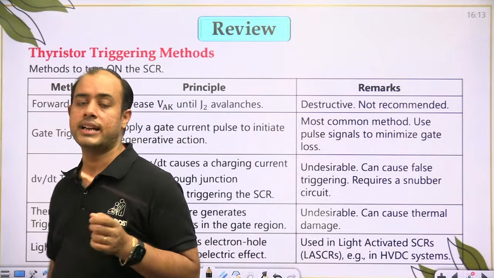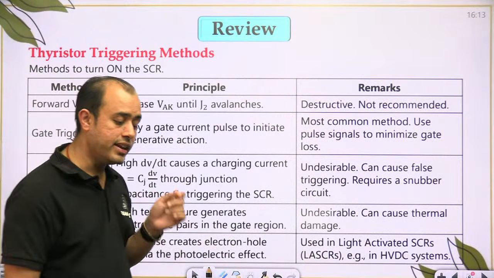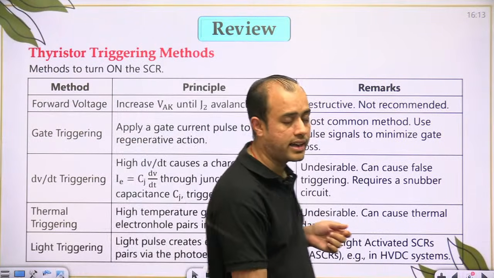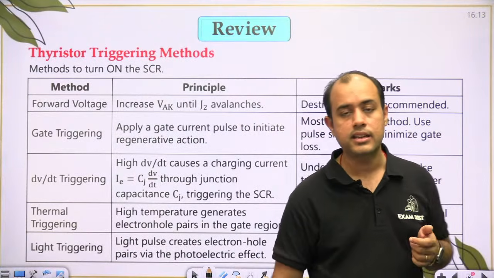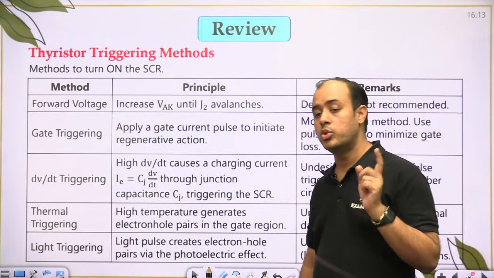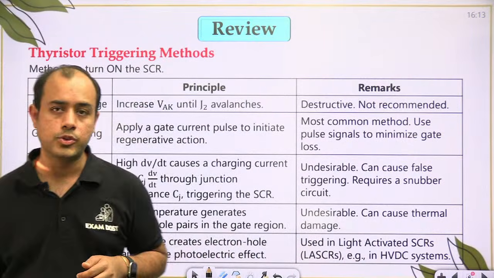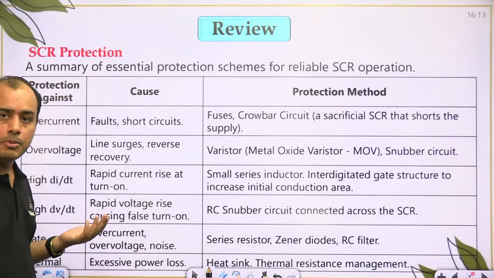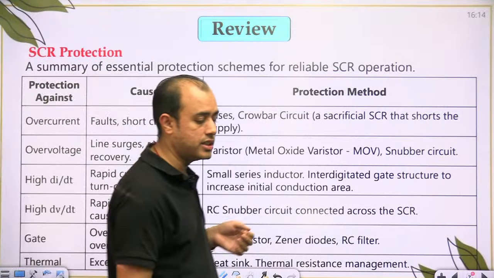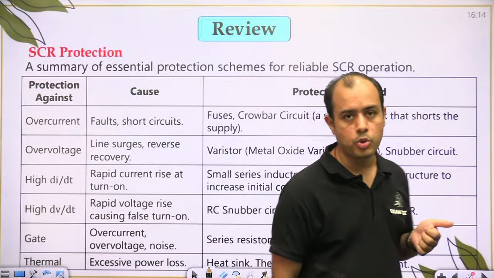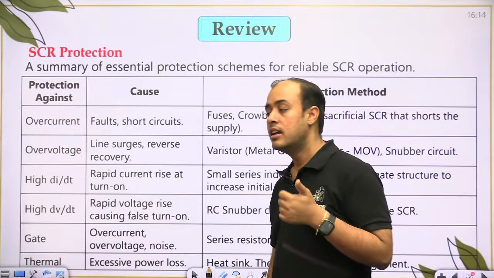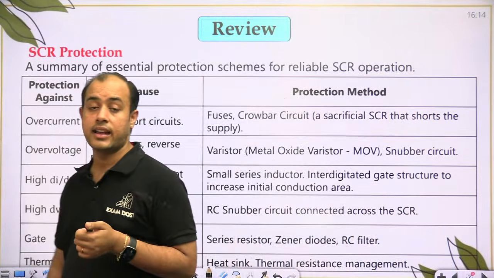In light triggering, by the method of photoelectric effect, we can generate charge carriers in the gate region to act as the gate current. This is a desirable method used in a light activated SCR, and we can trigger multiple SCRs using the same source. In overcurrent protection, we can use a fuse in series with the SCR, which will blow before the SCR is damaged.